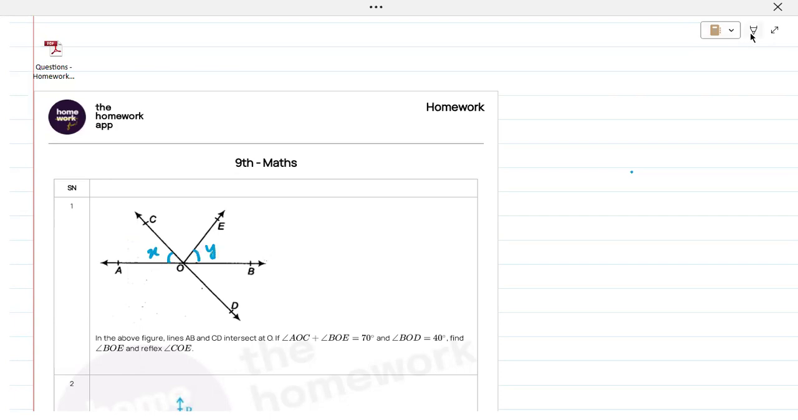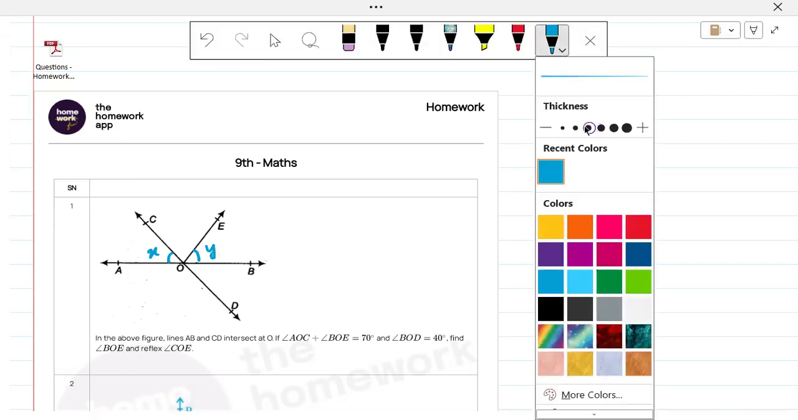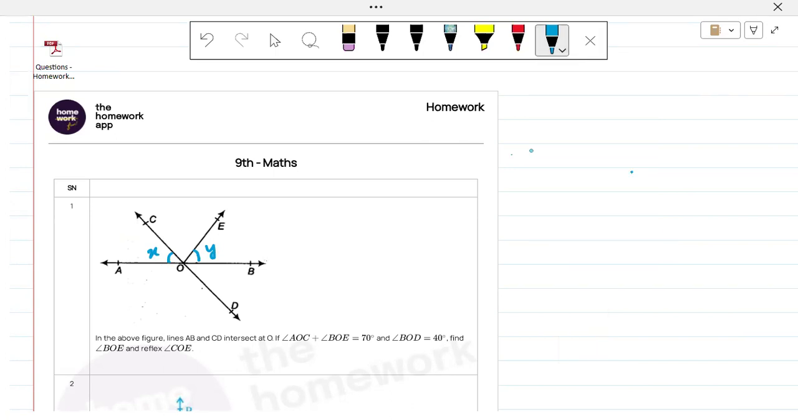So here it is given that the sum of these two angles is equal to 70 degrees. So I can write here X plus Y is equal to 70 degrees, because it is given in the question: angle AOC plus angle BOE equals 70 degrees. I have let the angle AOC be X and the angle BOE be Y. So according to the question, X plus Y is equal to 70 degrees.